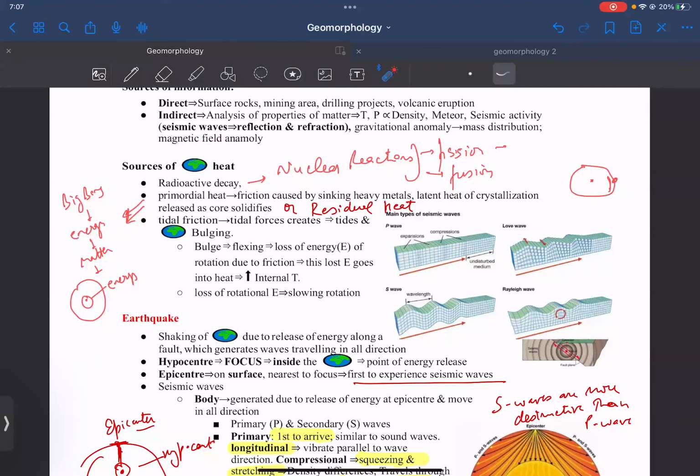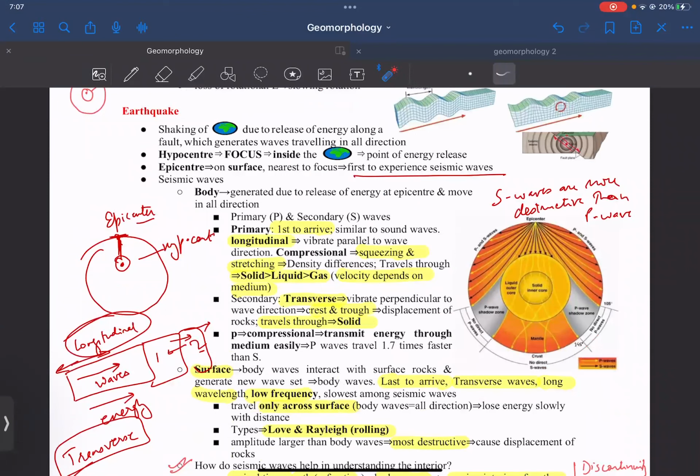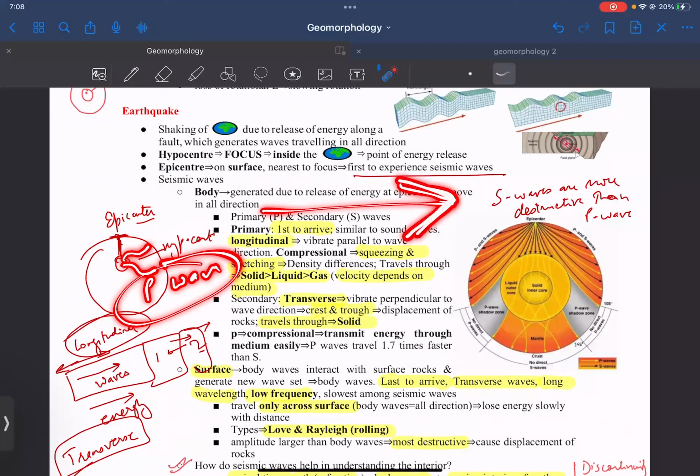Then we talk about earthquake. Earthquake is simply shaking of the earth. The point where the earthquake occurs or energy is released is known as the hypocenter or focus, and the nearest point at the surface of the earth is known as the epicenter. Two types of waves are released: P wave and S wave. P waves are longitudinal waves. If this is the direction of the movement of energy, rock particles will also move in the same direction, stretching and squeezing.